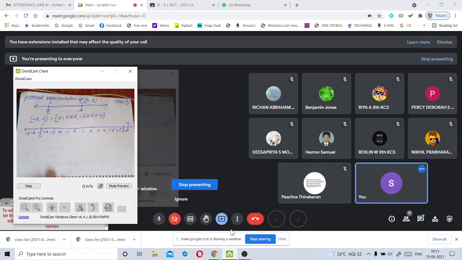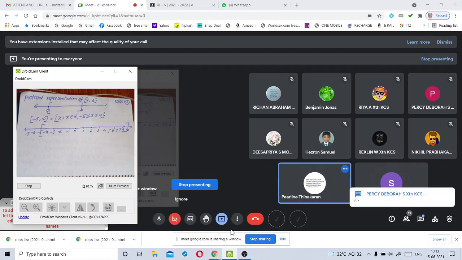Disha Priya, what are the real numbers between minus 5 and 10? Percy, Ria, only these numbers between minus 5 and 10, only these real numbers. Only these are real numbers.